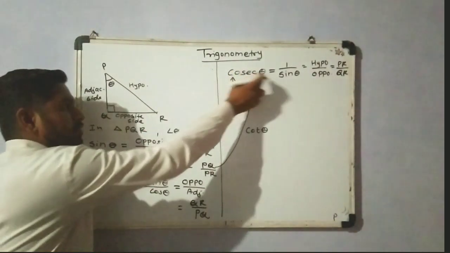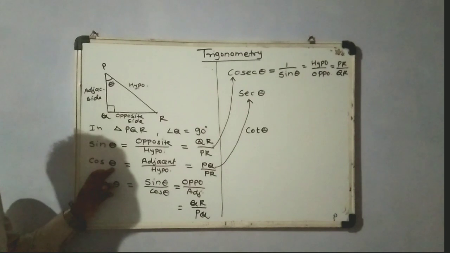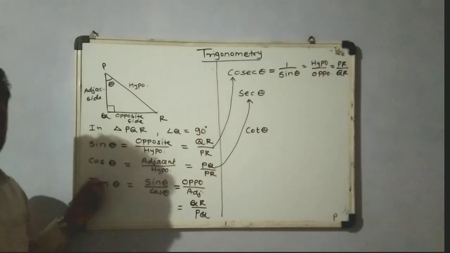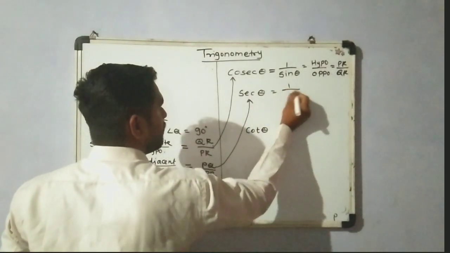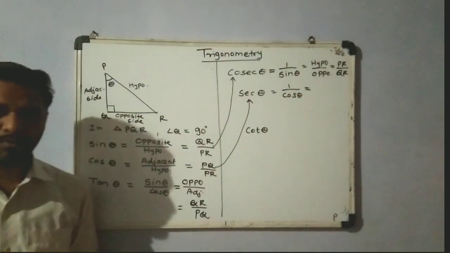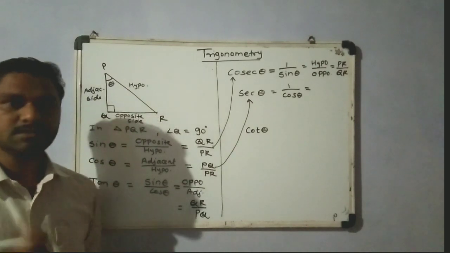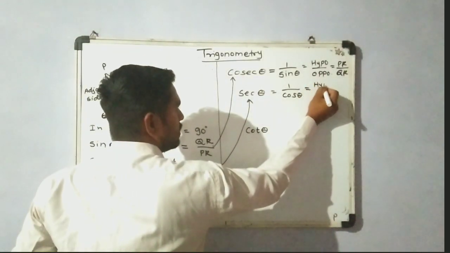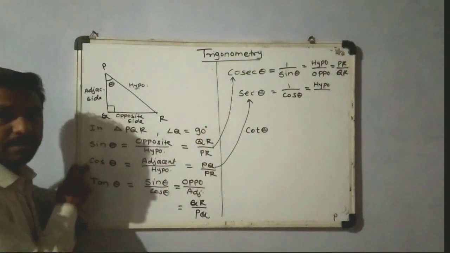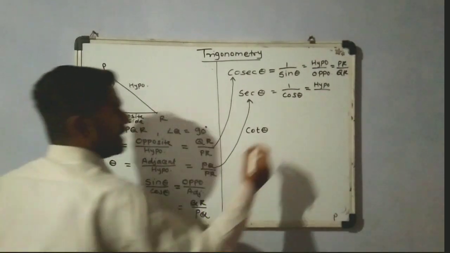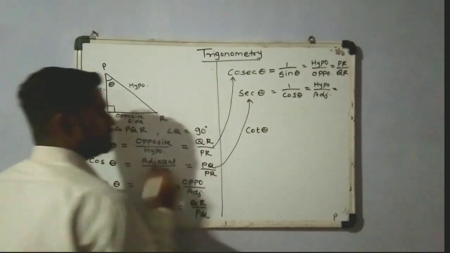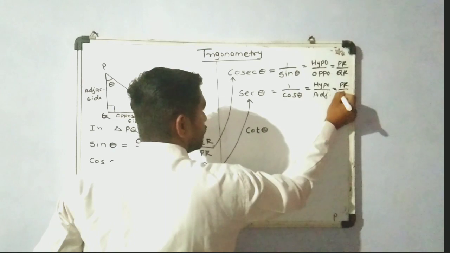Like the sine and cosec relation, here sec and cos are also related. Sec is nothing but the reciprocal of cos. So sec theta is equal to 1 upon cos theta. But cos theta is what? Adjacent side upon hypotenuse. So its reciprocal is hypotenuse upon adjacent side. So you just have to learn these first three trigonometric ratios. After learning them, you will get the other three. So hypotenuse is PR and adjacent is PQ, so PR divided by PQ.